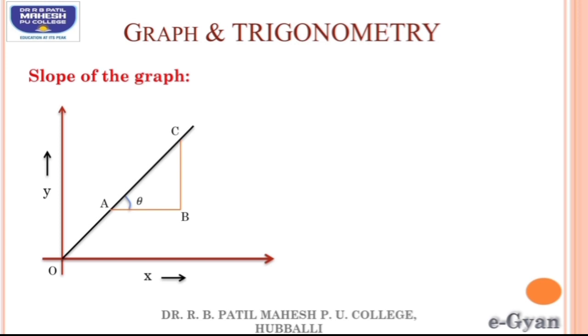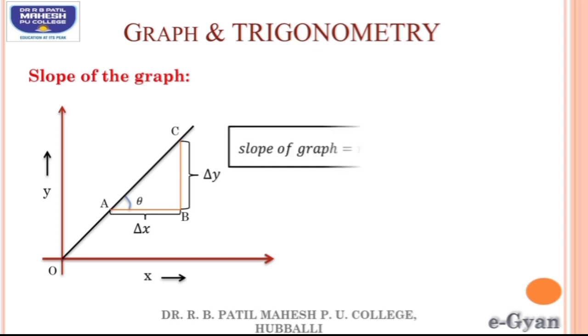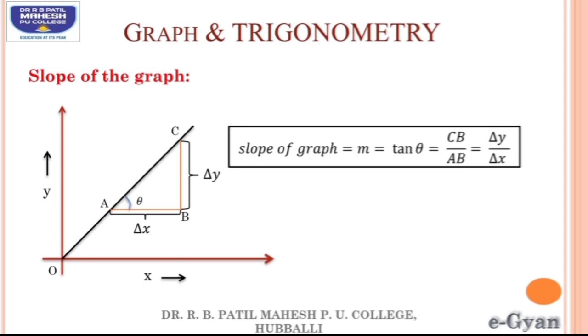In this case CB represents the opposite, AB represents the base, hence the length of CB is given by delta y and the length of AB is given by delta x. Then we can write the formula for the slope of the graph: slope m is equal to tan theta, that is equal to CB divided by AB, that is equal to delta y divided by delta x. Here slope is defined in terms of tan theta.